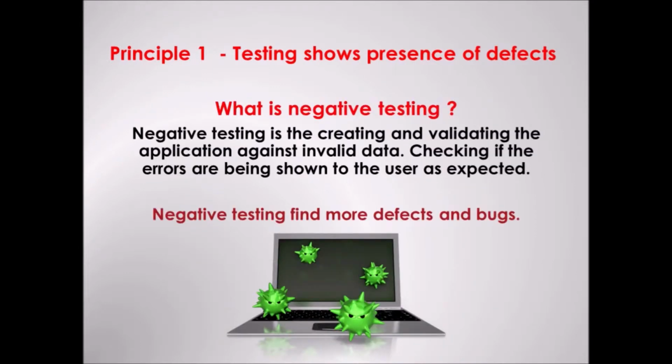Now, let us take the case of negative testing. Negative testing is creating and validating an application against invalid data, checking if errors are shown as expected or not. Why is negative testing done? When negative testing is done, more and more defects and bugs are found. So we write negative test cases apart from the positive test cases in the test plan.